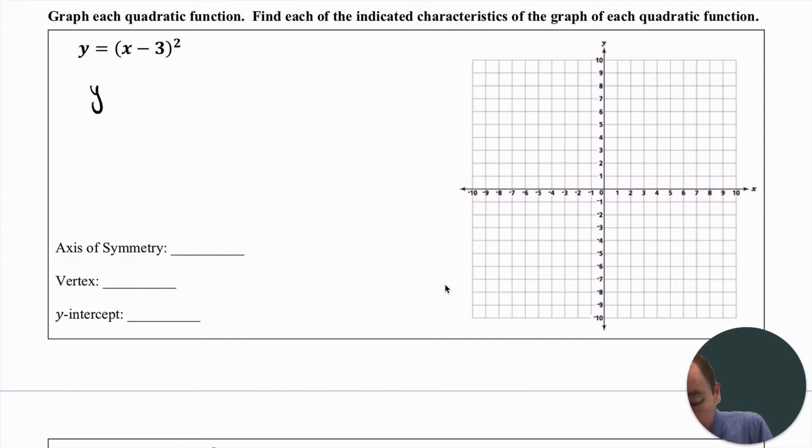So I'm going to write this, though, just a little bit differently. You're going to see that we have this quantity of x minus 3 squared. Now, there isn't really anything added or subtracted on the outside, but I'm just going to put a plus 0.